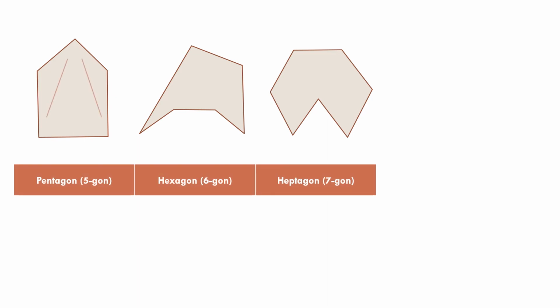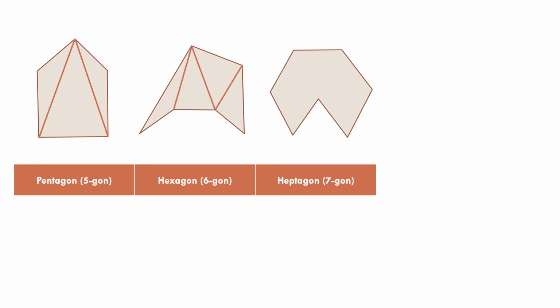So if we have a pentagon, a hexagon, and a heptagon, one way of cutting them into triangles is that I could introduce 2 diagonal lines, in fact, and split the pentagon into 3 pieces of triangles. So I have 3 triangles.